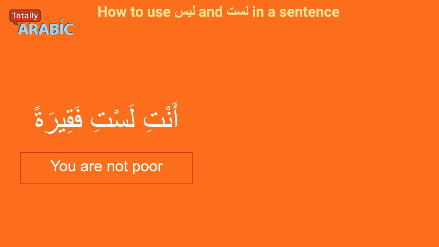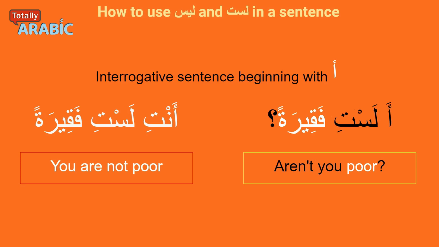What about أنت لست فقيرة? You are not poor. Here I'm talking to a female now, singular. To form the question in the negative, we ignore the pronoun completely and replace it with alif with hamza, becomes أ. لست فقيرة, and we add a question mark. ألست فقيرة, which means aren't you poor?